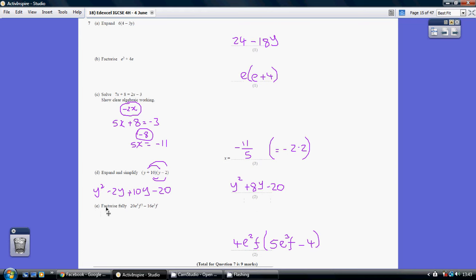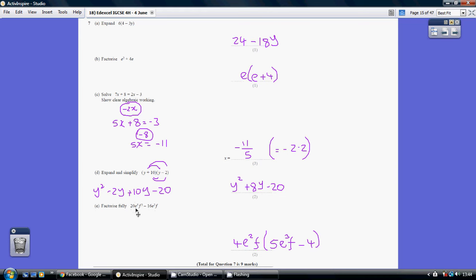Now, part E, factorise fully this. So, factorising we know is popping the brackets in. This fully is significant. That tells us that we're not just going to be taking one thing outside the bracket. There will be more than one thing. So we just need to be aware of the fact we're going to have more than one thing in front of the bracket. So work your way along. Start with the normal numbers. What's the highest common factor of 20 and 16?